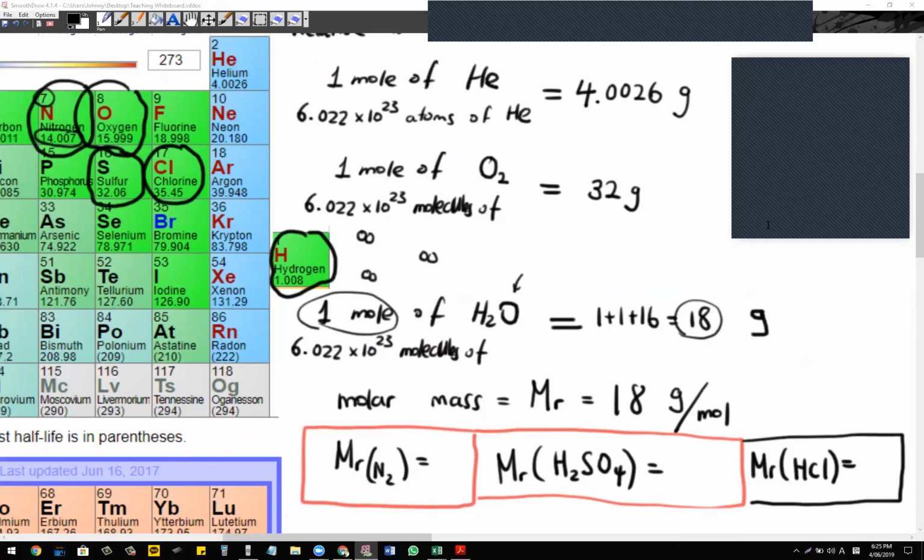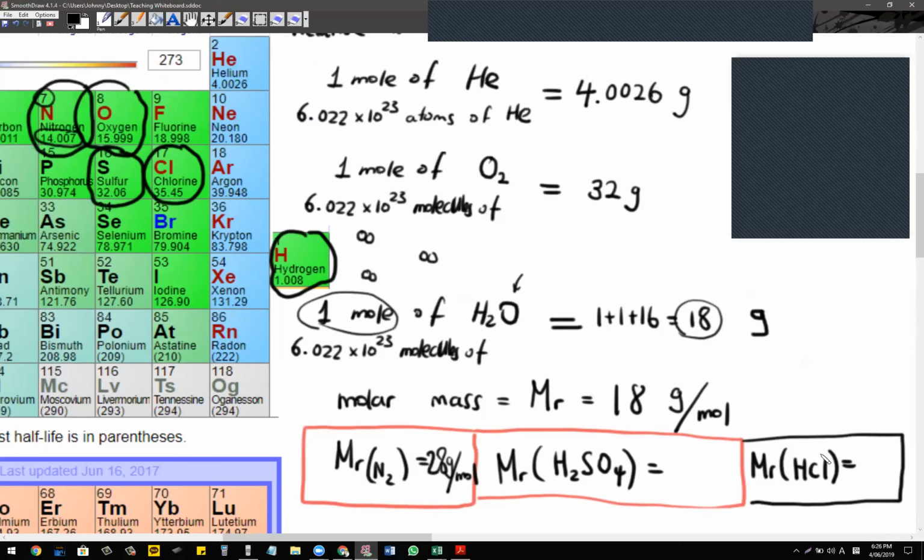Mihir, got any answer for any of those here? Yeah, I just figured out the first one. I still have to do the other two. Okay. So how much was the first one? So would it be 28.014? Right. 28. And the unit for that, you have to put grams per mole, okay? That's the unit. This one here.